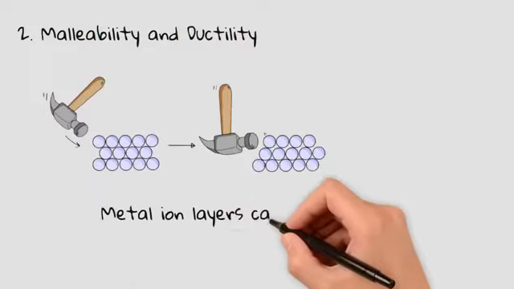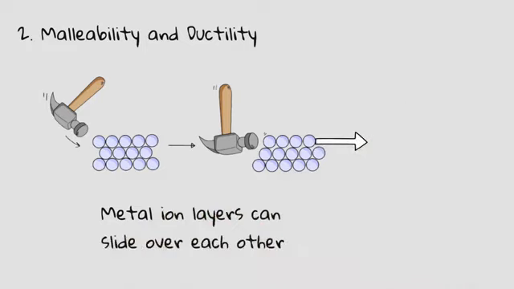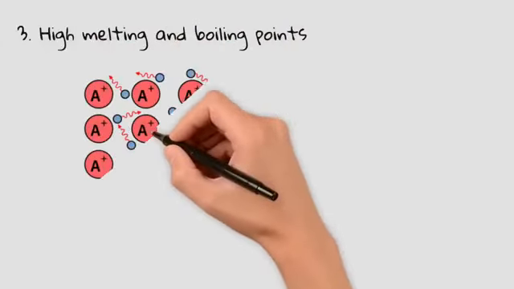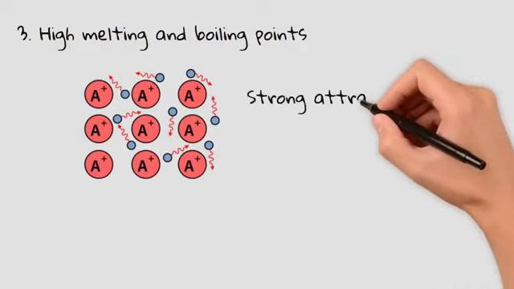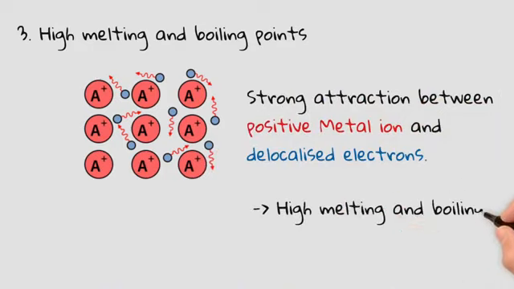Their positive ions are arranged in layers that can slide over each other while still being held together by the sea of electrons. High melting and boiling points. The strong attraction between metal ions and the delocalized electrons requires a lot of energy to break, making metals solid at room temperature with high melting points.